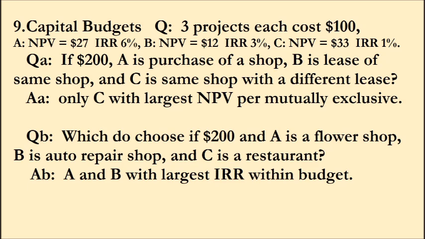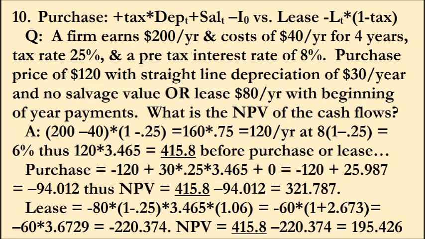Now for a full-blown example, lease versus purchase. On a purchase, you have the tax savings from the depreciation plus salvage value minus the initial outlay. On a lease, you just have the negative payments after tax, noting they do occur one period earlier. So if you have a project making $200 a year, costs are $40, it's over 4 years, tax rate is a quarter, and the interest rate is 8%. Well, first of all, we're going to change that to 6%. We're calling the very first lesson.